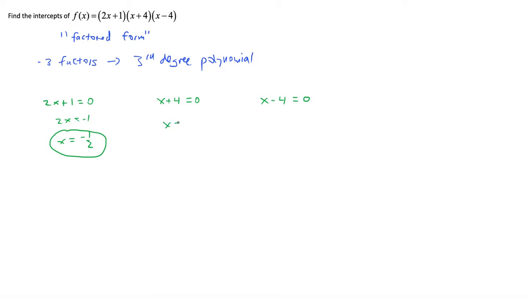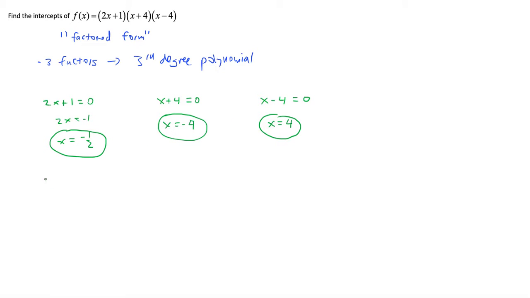Here we'll subtract 4. We get x equals negative 4. So we can conclude that negative 4 is an x-intercept. Here we'll add the 4 to both sides. So we get x equals positive 4. Notice that there are 3 x-intercepts here.